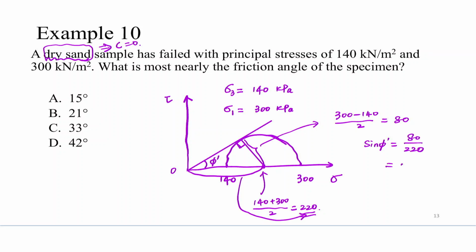And this is 0.364. Your friction angle is arcsine 0.364, and you're talking about 21 degrees. So the correct answer is B. Okay? Yep, that's it for example number 10.